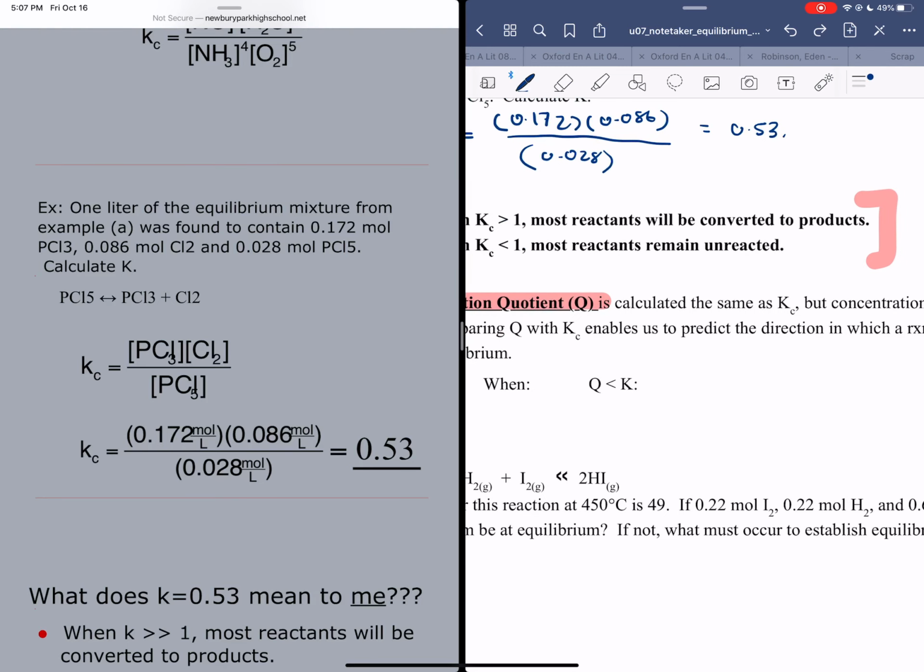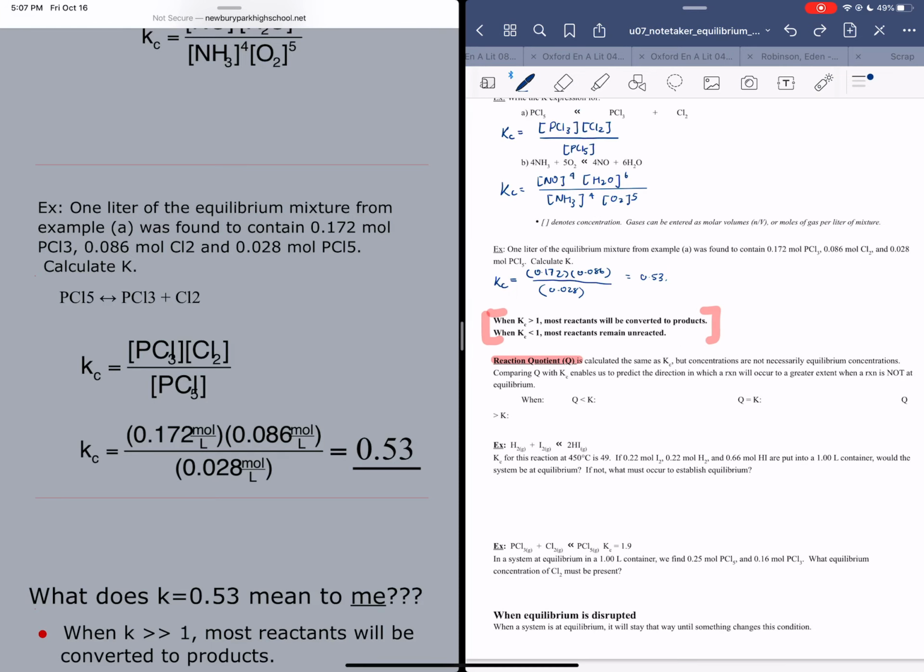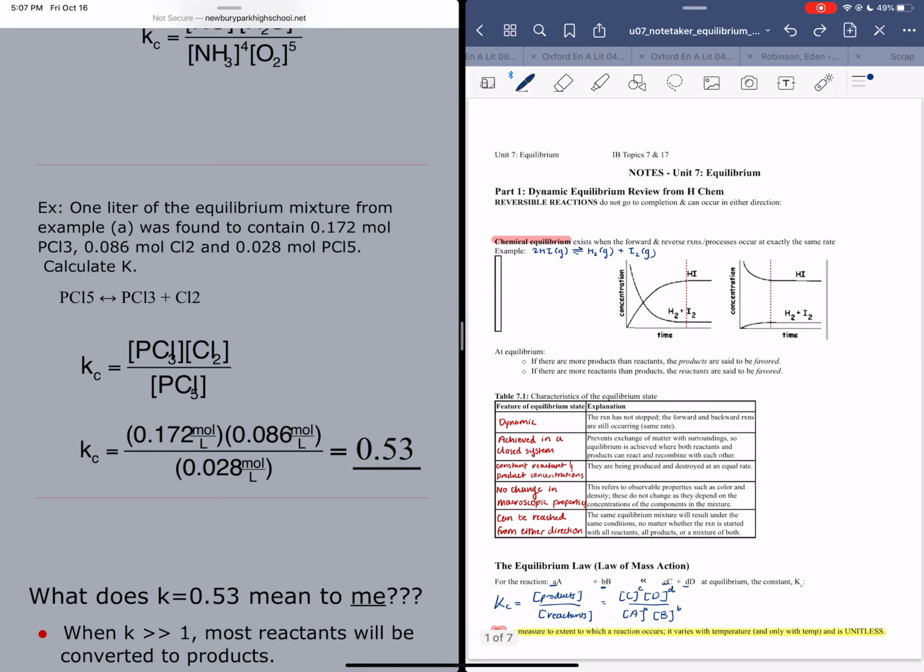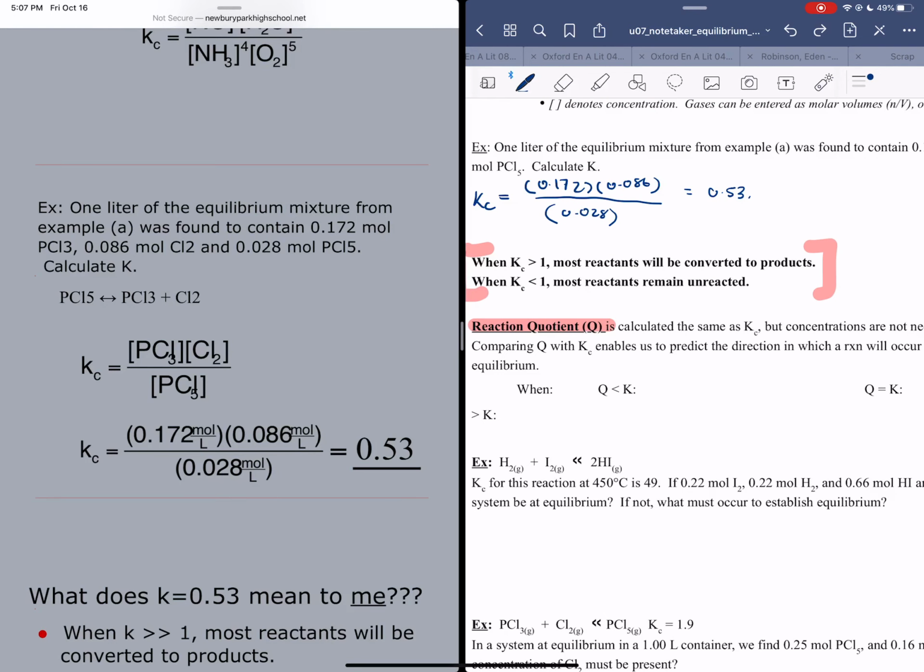But when we're comparing Q and K, and Q is less than K, then the implication is that in order to approach K, you're going to need more products, right? Because if Q is less than K, our fraction is less than K, which in effect means we need more products to get to K. Another way you can envision this, if K is right here and Q is less than it on a number line, then you have to go this way towards the product side, the products right here, to get to K.